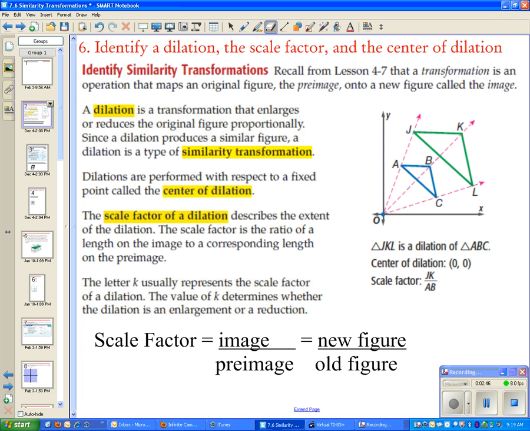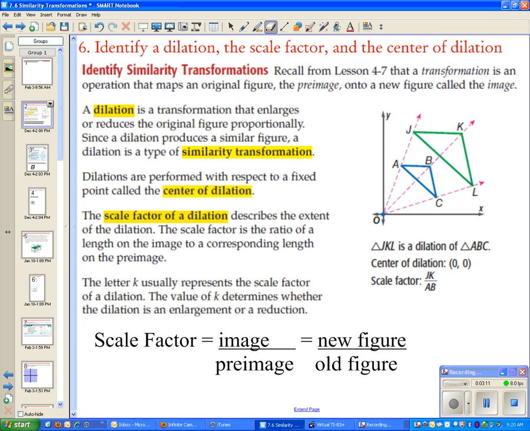The scale factor describes the extent of the dilation. So if the scale factor is 2, your new figure is twice as big as your original figure. The scale factor is 10, your new figure is 10 times bigger than the original figure. With fractions, it's a little more complicated, right? If the scale factor is 3/2, that's 1.5. The new figure is 1.5 times bigger than the original figure.